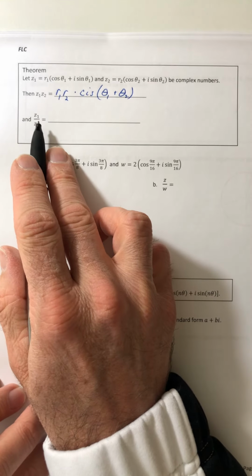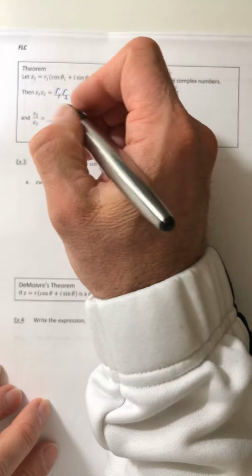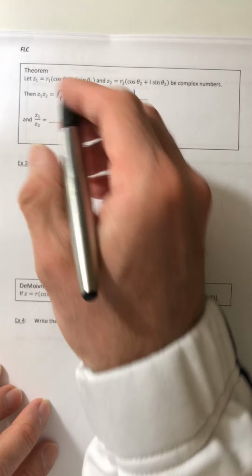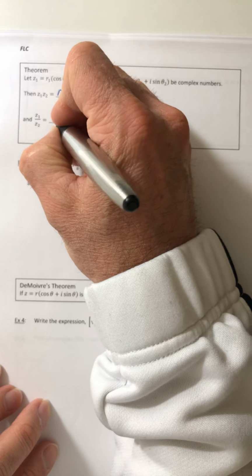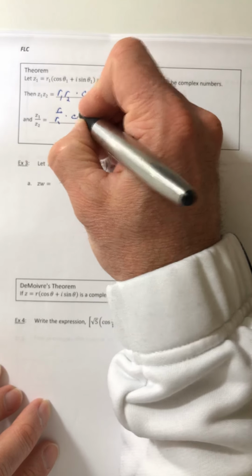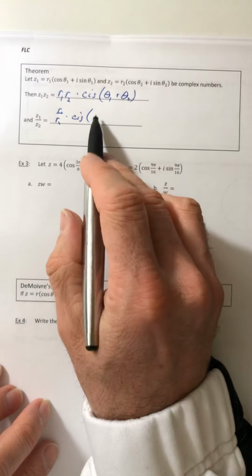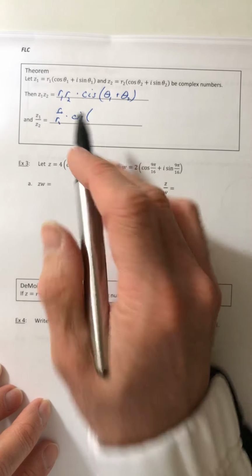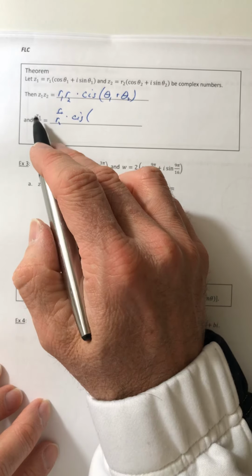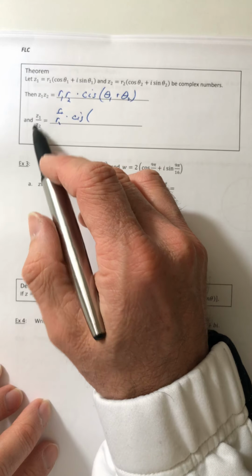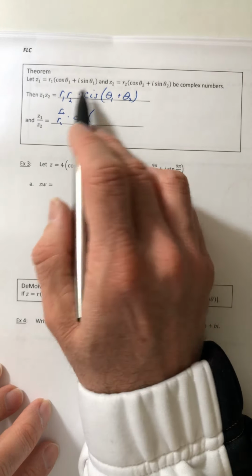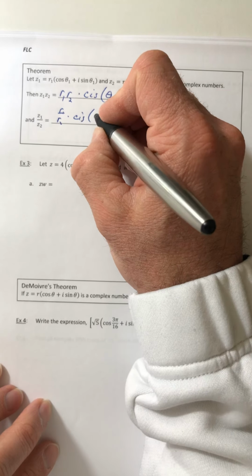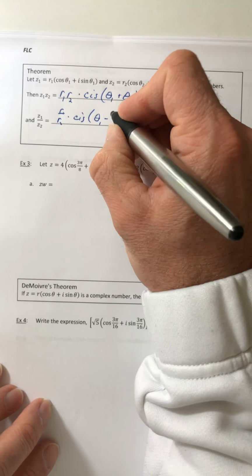So for division, it's kind of similar. You're going to take the r's and you're going to divide. And then for the new angle, it's kind of like logarithms and exponential functions. When you divide, that means you're subtracting. So you're going to take your thetas and subtract them. And just make sure you're going in the right order.